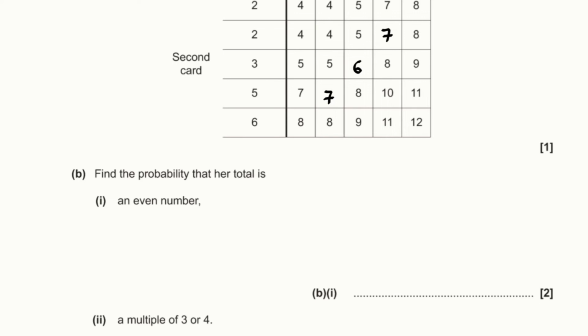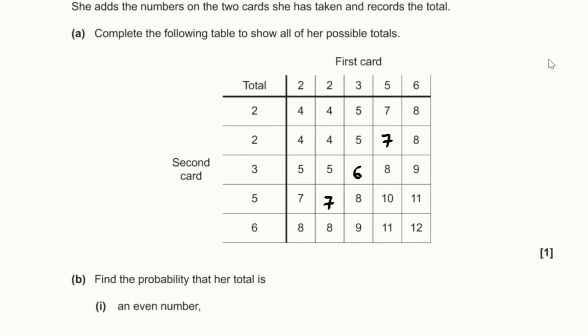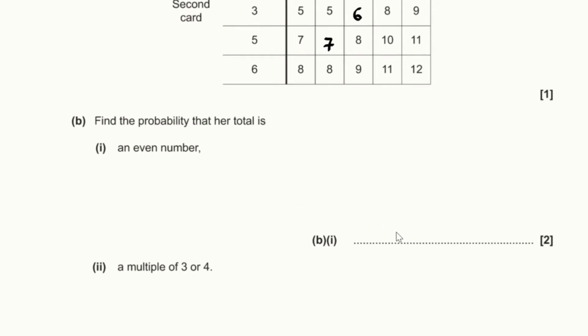Next, we have to find the probability that her total is an even. Well, how many evens do we have over here? We've got 1, 2, 3, 4, 5, 6, 7, 8, 9, 10, 11, 12, 13. We've got 13 numbers out of a total of 25, which are even.